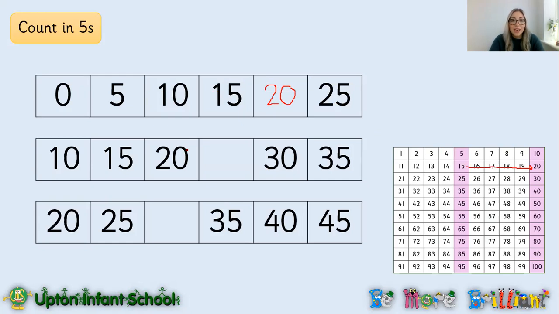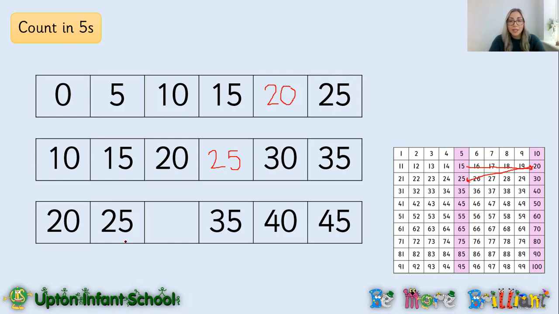Okay, next one. 10, 15, 20. I would like you to have a go at finding out what you think this missing one would be. 10, 15, 20. What could it be? Shouting out, it is 25. Brilliant. Thank you, everybody. Let's double check: 10, 15, 20, 25, 30, 35. Brilliant.